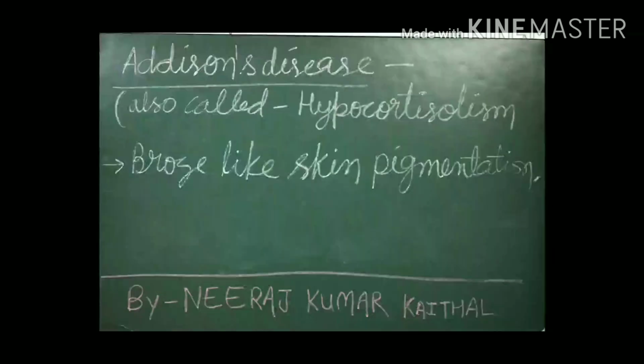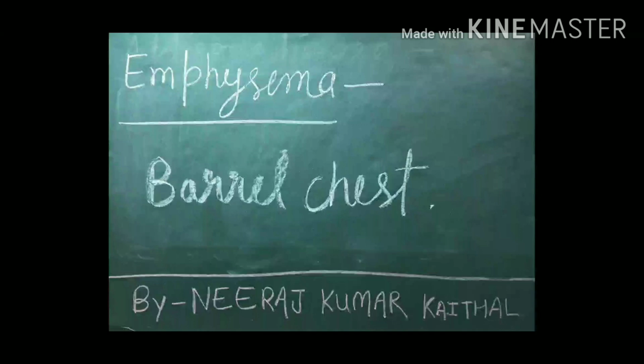Next is Addison's disease. Addison's disease is also known as hypocortisolism. In this disease, important feature is bronze-like skin pigmentation. Next is emphysema.